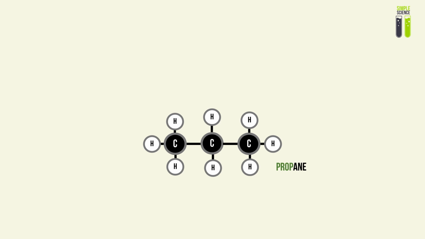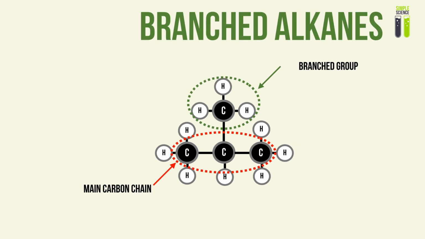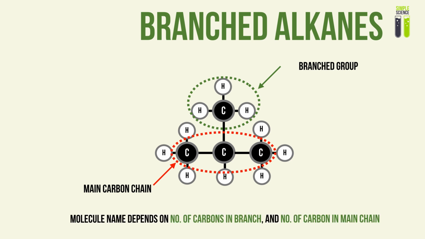Now what happens if instead of having a hydrogen atom attached to it, we have what we call a branched alkane group attached to it? Basically now we have one main carbon chain and a branched group attached to it, like a tree branch. So now the way in which we name this molecule is slightly different. It's no longer based only on the number of carbons in the main chain, but it also depends on the number of carbons in the branch chain.